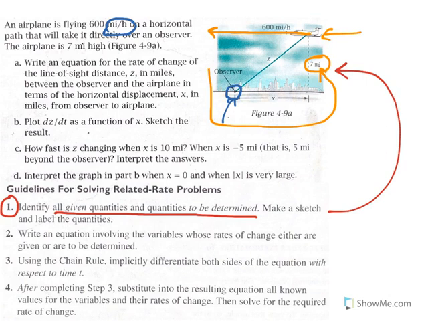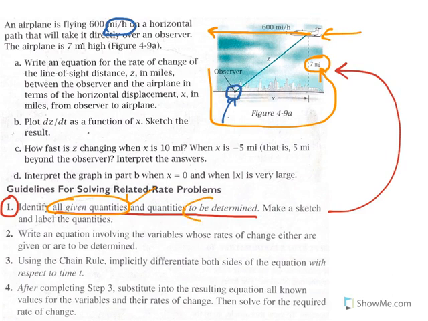It keeps moving 7 miles above the ground, but it's moving at a constant speed of 600 miles per hour. So that is a given quantity, and it is a given rate. So identify all given quantities. So we have identified one given quantity. It is a given rate.